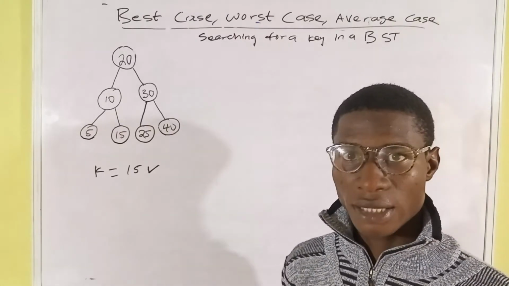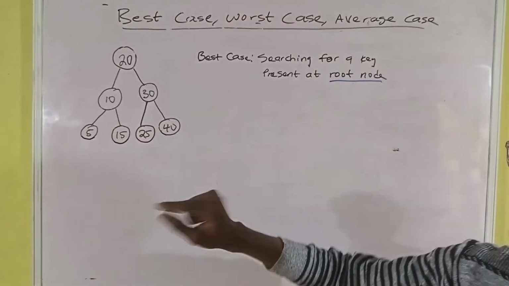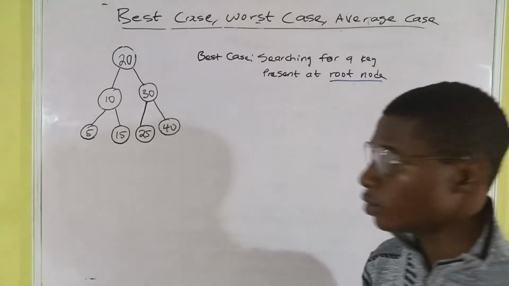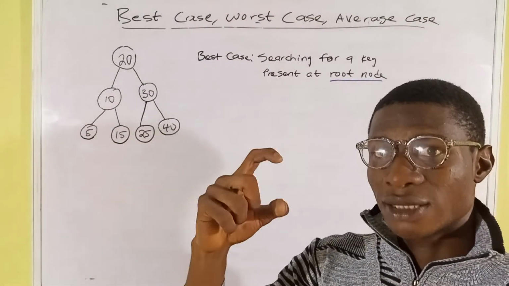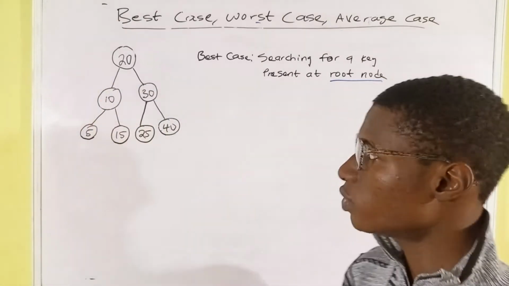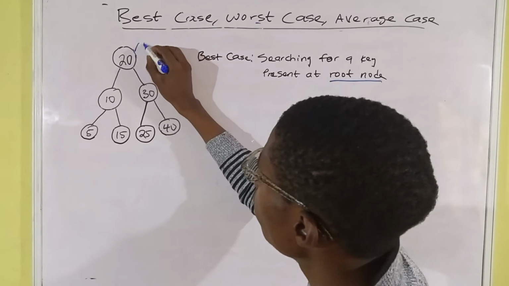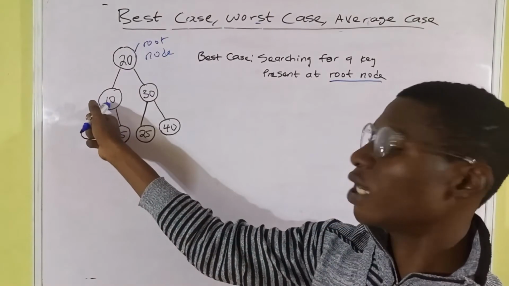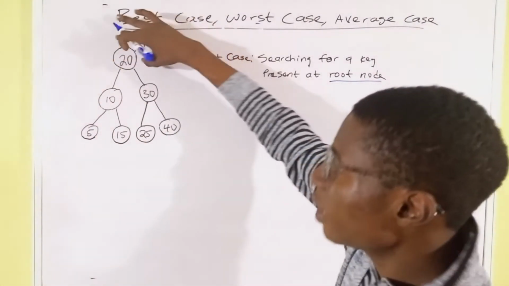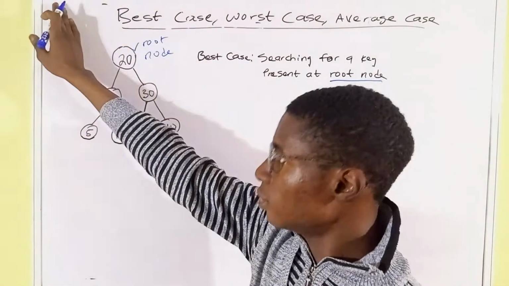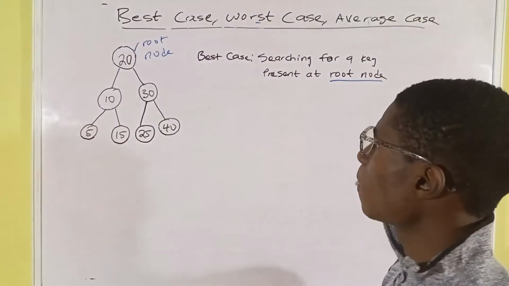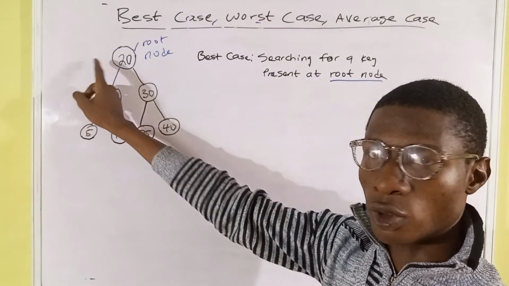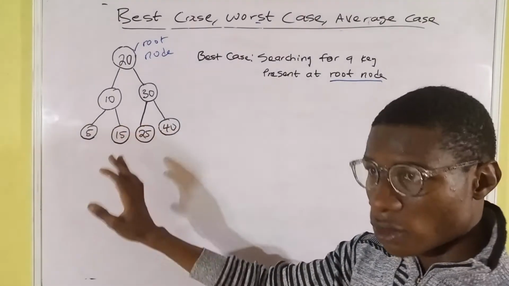Okay, so what is the best case? Best case is when you are searching for a key present at the root node. So what is a root node? A root node is a node that doesn't have a parent. In this case, this is a root node because it doesn't have a parent, right? If you check this particular node, it has a parent, which is this node, right? But 20 exists in a node where there is no parent, okay? So the best case is when searching for a key present at the root node. So in this case, the best case is when you are searching for 20 according to this data structure.